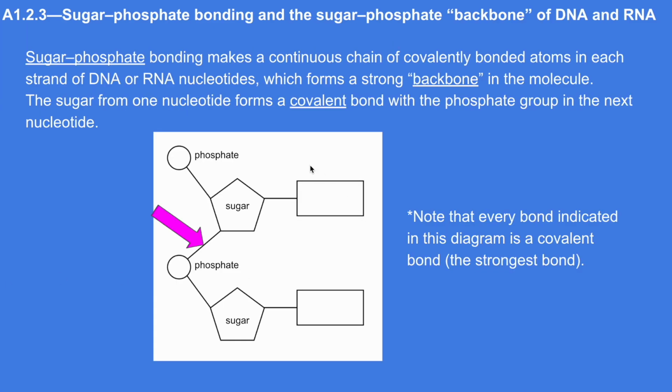Now, these building blocks, nucleotides, are joined together using sugar-phosphate bonding. Now, this makes sense because it's the bond between the sugar of one nucleotide and the phosphate of the next. So this is a sugar-phosphate bond, and it is also a covalent bond, just like these bonds within the nucleotide. And so, because we've got all these very strong covalent bonds, this forms a sugar-phosphate backbone. Sugar, phosphate, sugar, phosphate. And it's going to provide a very strong structure for DNA.